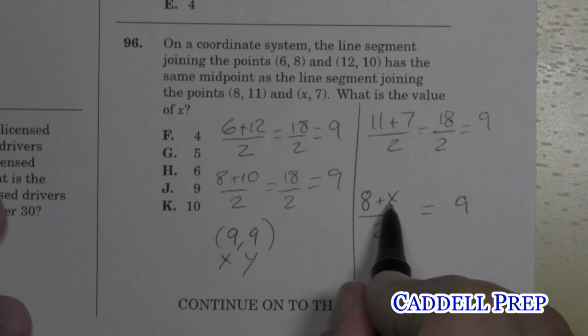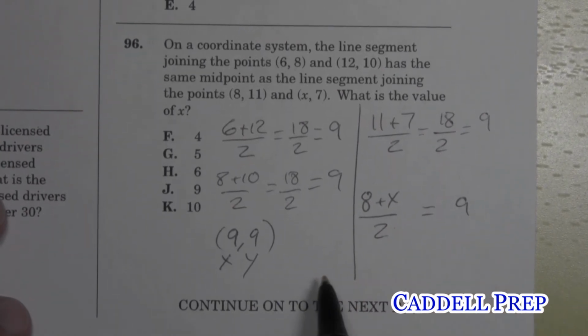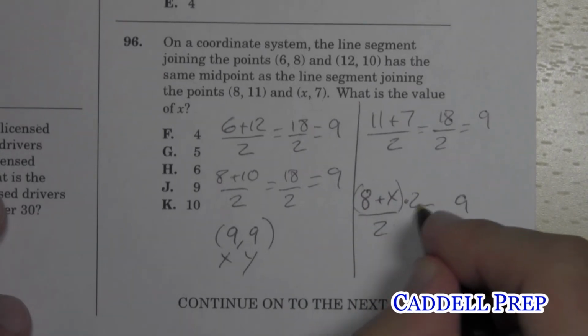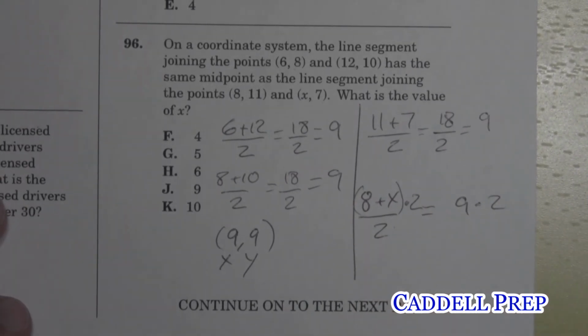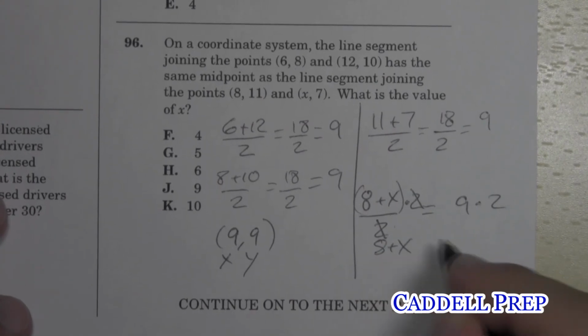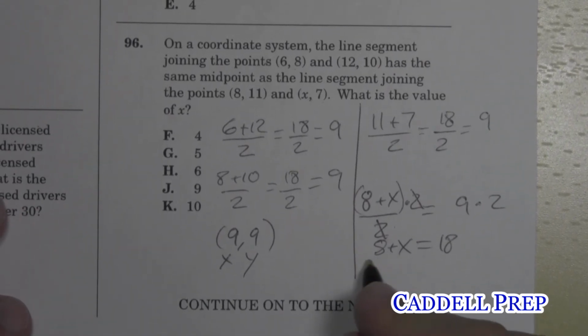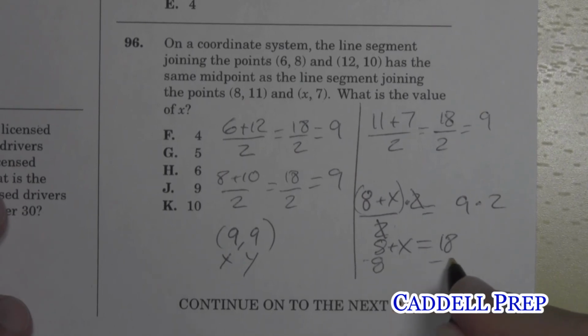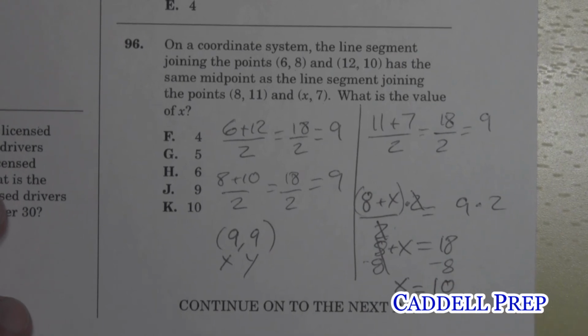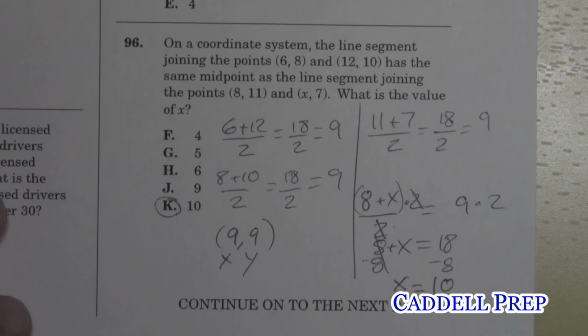So in order to isolate the x, first thing I'm going to do is multiply both sides by 2 to cancel this out. So do times 2, times 2. These cancel. I have 8 plus x equals 18. Okay, and the last step to get x by itself will be to subtract 8. And we get that x equals 10. So the correct choice would be K, 10.